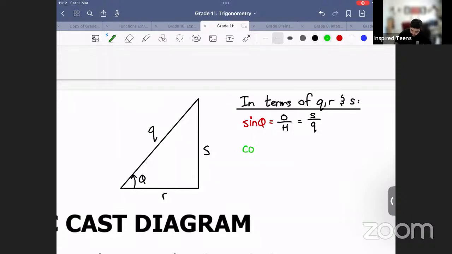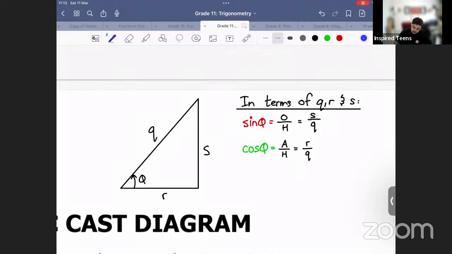Let's say cos theta. What is the value of cos theta? Remembering that cos theta is adjacent over hypotenuse. Sorry, sine is opposite over hypotenuse, and cos will be adjacent over hypotenuse. So R over Q, very good.